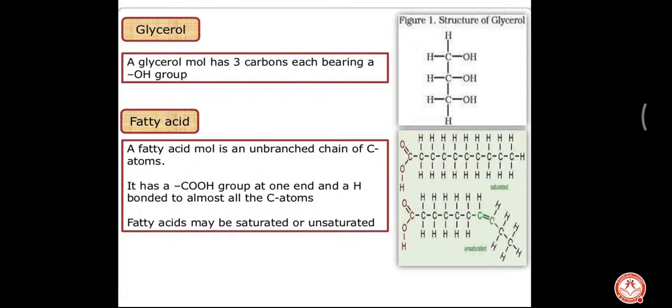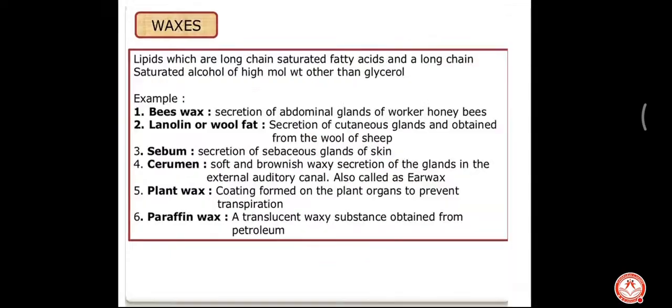Fatty acids can be saturated or unsaturated. In fats, the fatty acid is saturated, while in oils it is unsaturated. Waxes are lipids with a long chain of saturated fatty acids and a long chain saturated alcohol of high molecular weight.